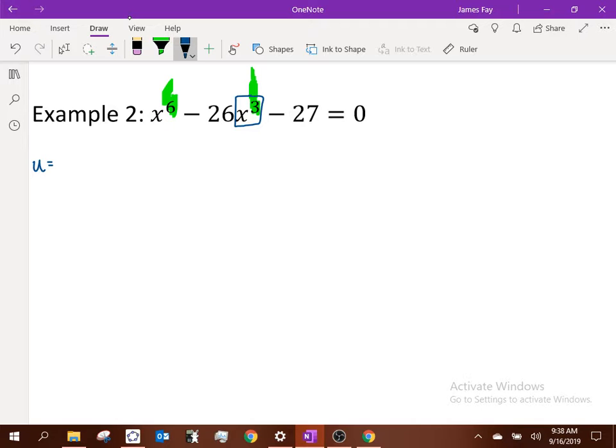In order to do this, you need to make sure that you have your powers in descending order as well. All right, so we let u equal x to the third, right? So u squared, we turn that into x cubed squared, which is a power to a power, so we multiply that, so we get x to the sixth. And that matches up there perfectly, right?